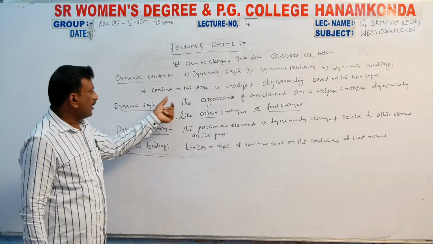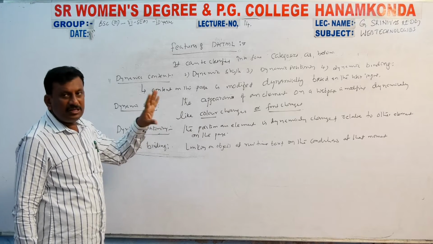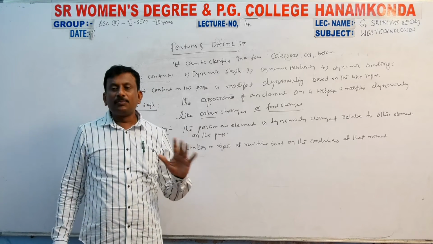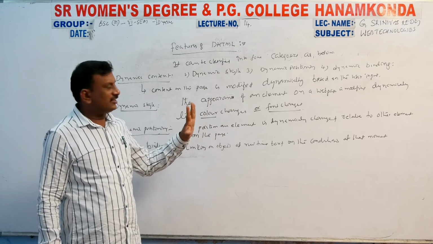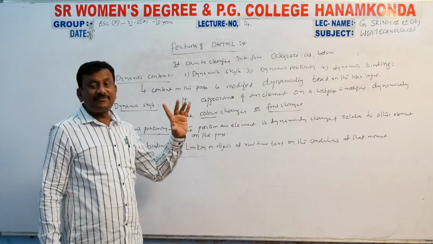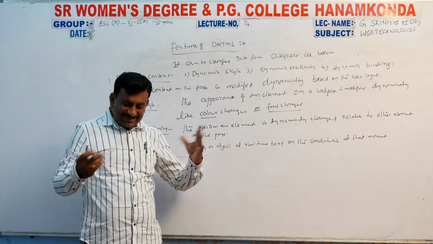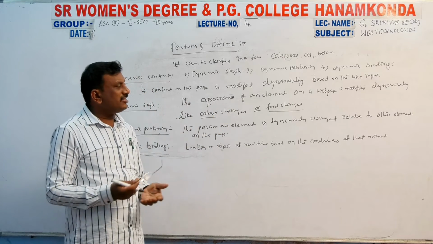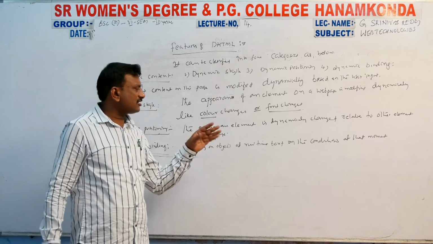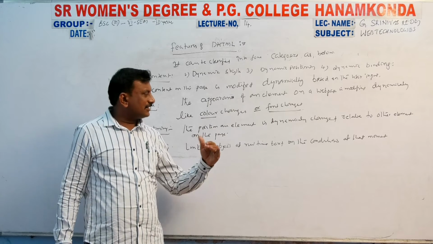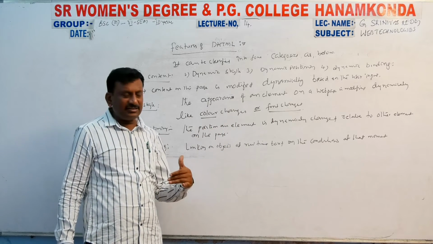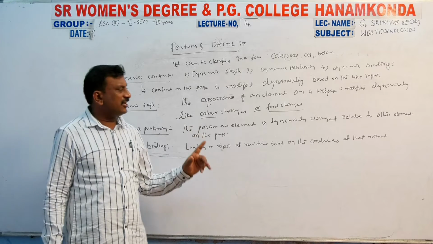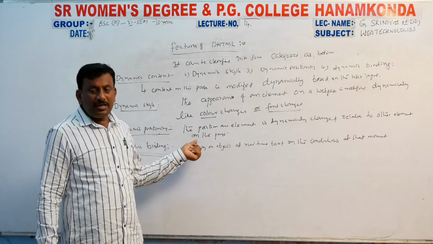Content means the content of the page is modified dynamically based on the user input. When the user gives input, the positions and the content change. Style means the appearance of an element, the appearance of the text, the appearance of the image, and the web page is modified dynamically, like colors, images, font changes, blinking, or anything. That's called style.